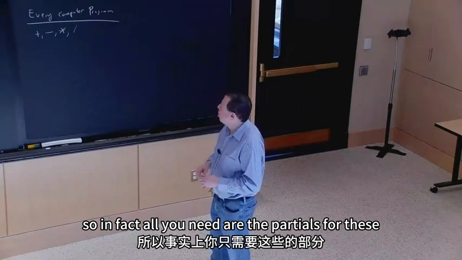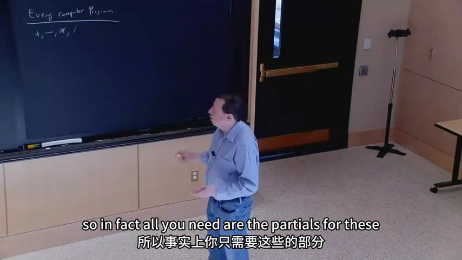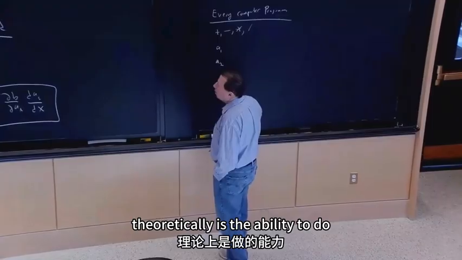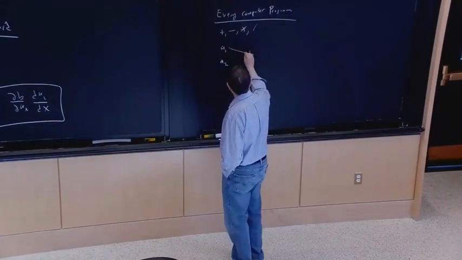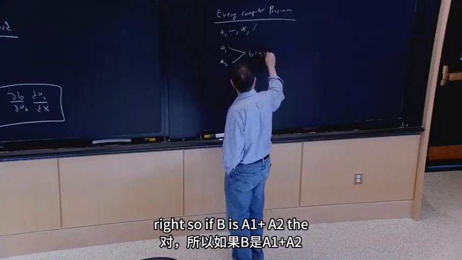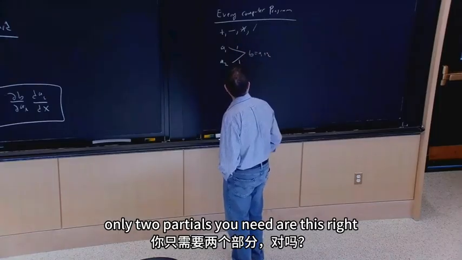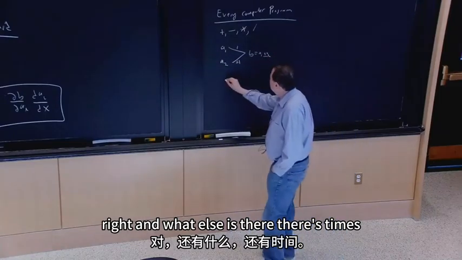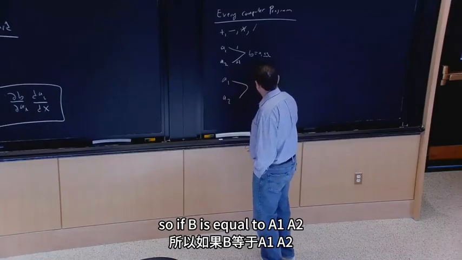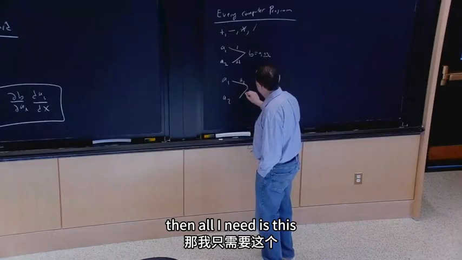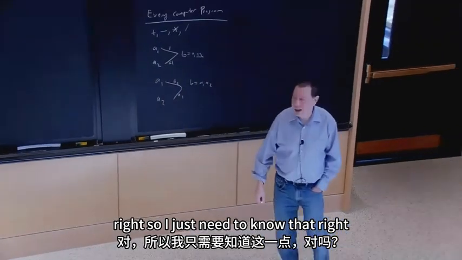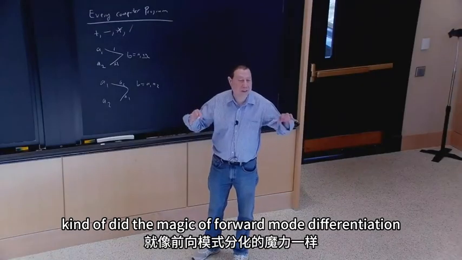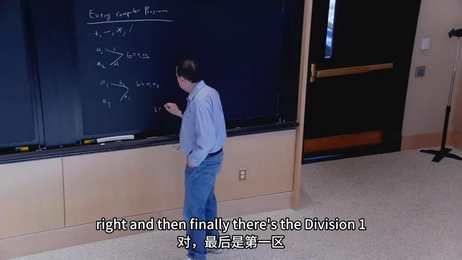So in fact, all you need are the partials for these. Theoretically, all you really need is this: if b is a1 plus a2, the only two partials you need are these. Let's put a plus or minus, and that covers two of these cases. What else is there? There's times. If b is equal to a1 times a2, then all I need is this. I just need to know that. This is, by the way, what I did in that little notebook where I did the magic of forward mode differentiation. And then finally there's the division one.